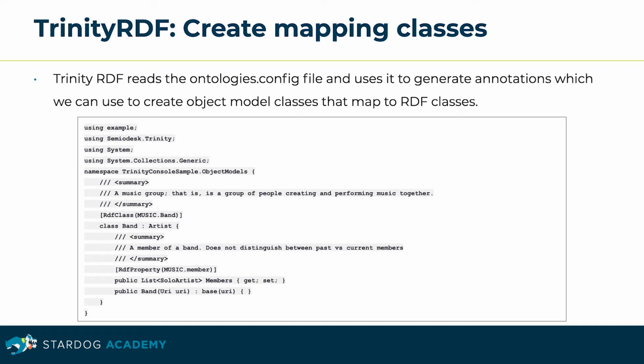The annotations are generated in a pre-build step performed by TrinityRDF. The generated code can be found in a file called ontologies.g.cs.